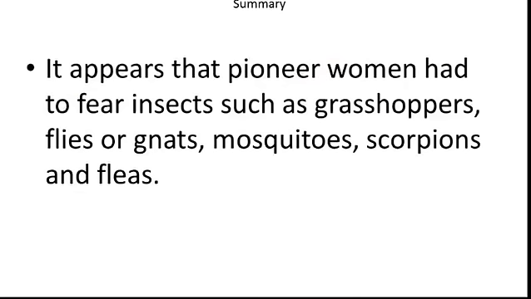Okay. Then here's the summary of the paragraph. So in a summary, we don't want the minor supporting details. We only want the major supporting details and the main idea. So it appears that pioneer women had to fear insects such as grasshoppers, flies or gnats, mosquitoes, scorpions, and fleas. All right, so we keep out the minor details in the summary. I changed the main idea slightly, the stated main idea, but really the important thing is the pioneers had problems with insects, and that idea is still kept. Okay.